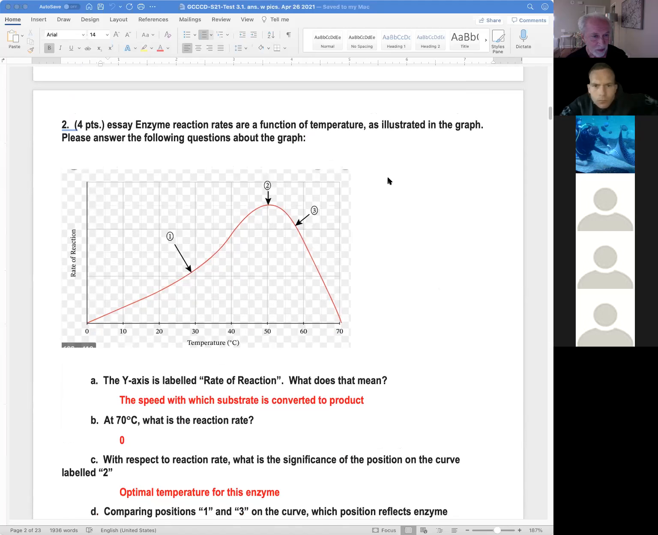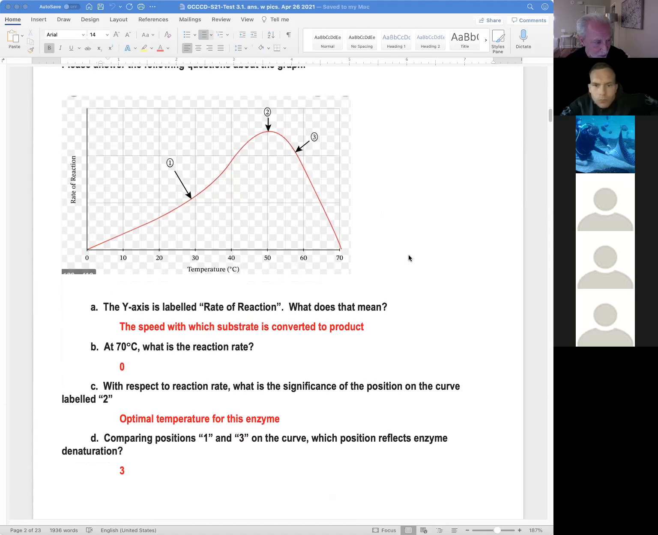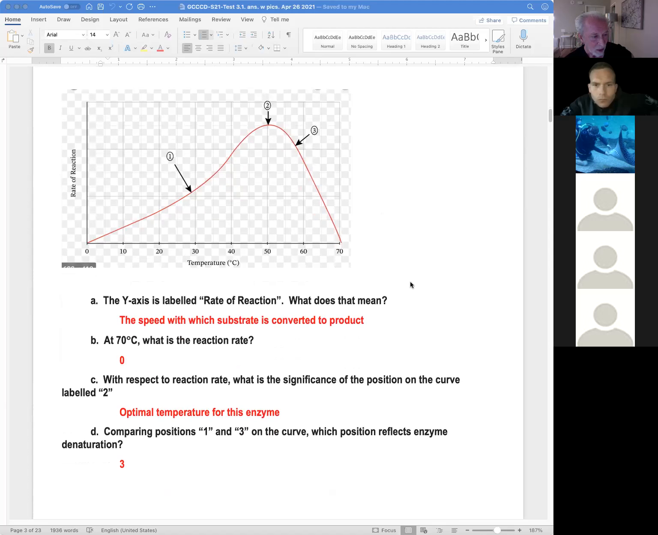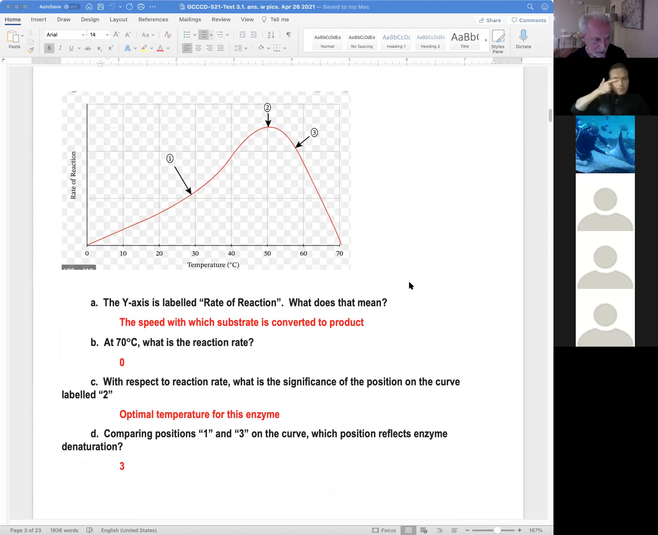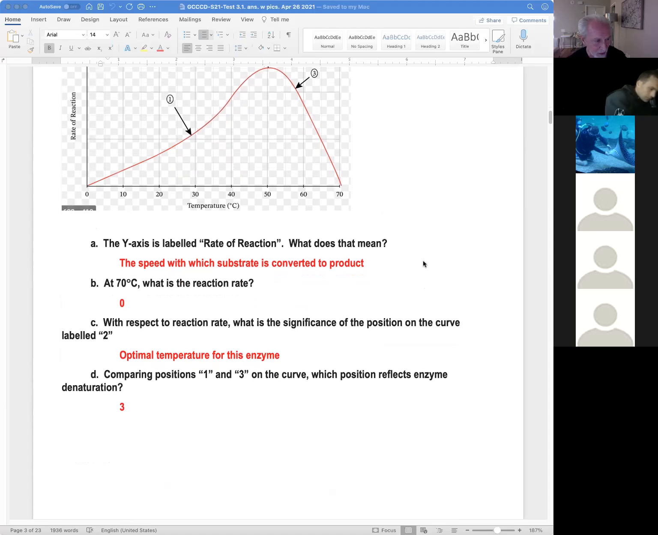Enzyme reaction rates are a function of temperature. That's illustrated in this graph. Answer the following questions. The y-axis is labeled rate of reaction. What does that mean? Well, it means that it's a speed function. It's the speed with which the substrate is converted to product. Then what is the reaction rate at 70 degrees? It's 0. Most of you got that, but not everyone did.